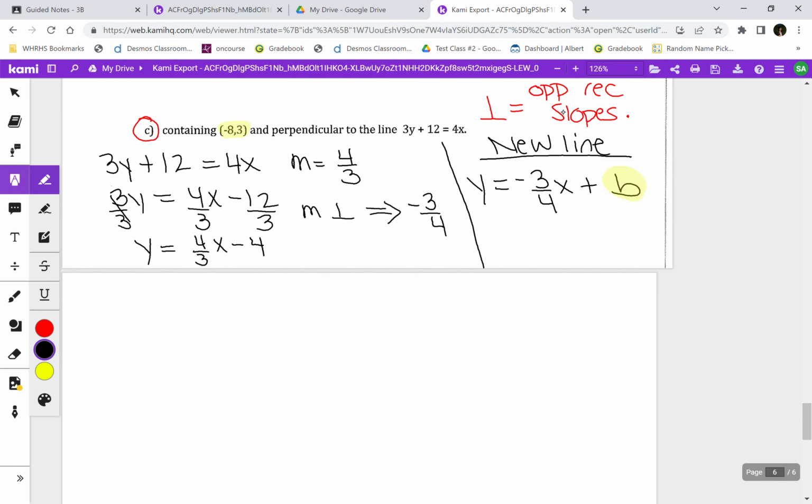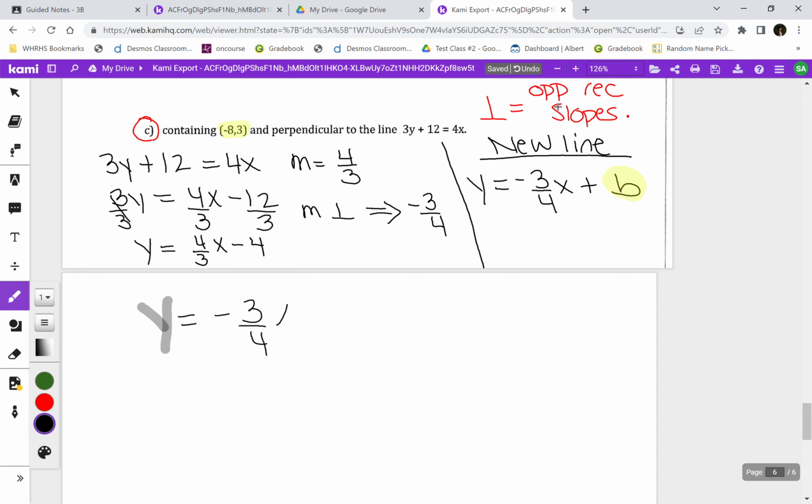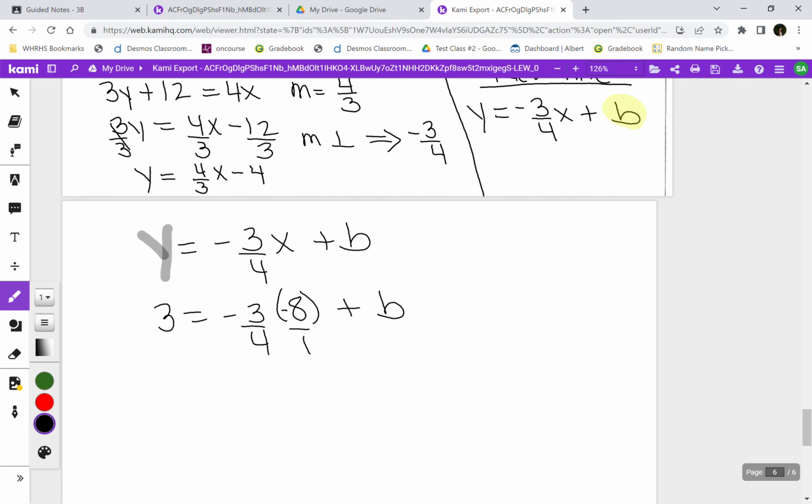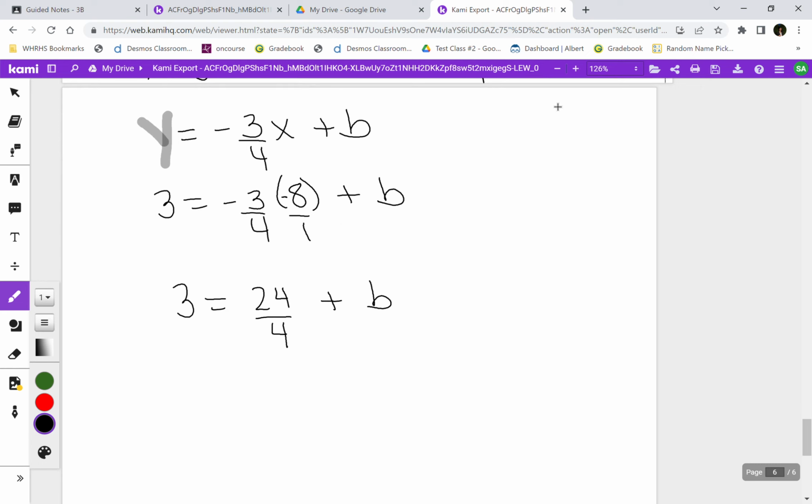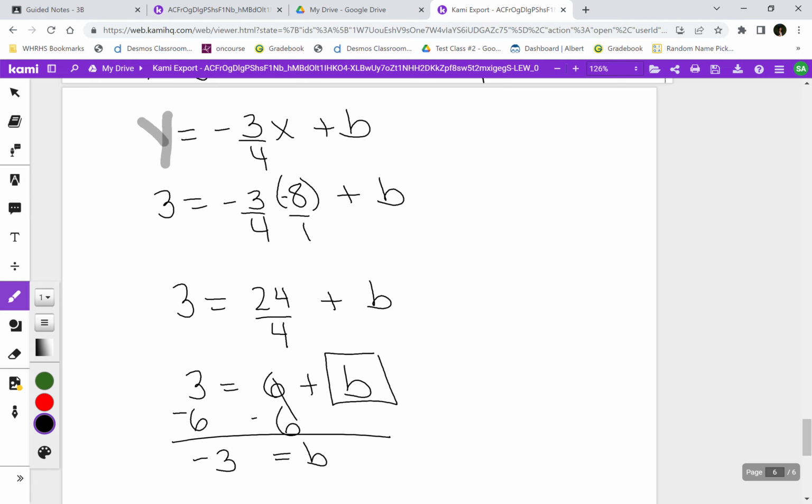You got it. So now I'm going to have y is equal to negative 3/4 x plus b. I'm going to plug in 3 for y and negative 8 for x, and then I'm going to simplify. Multiply across. What's negative 3 times negative 8? Positive 24. 4 times 1 is 4. What's 24 divided by 4? 6. What should I do now to solve for b? Subtract the 6. So we're going to get b is equal to negative 3.